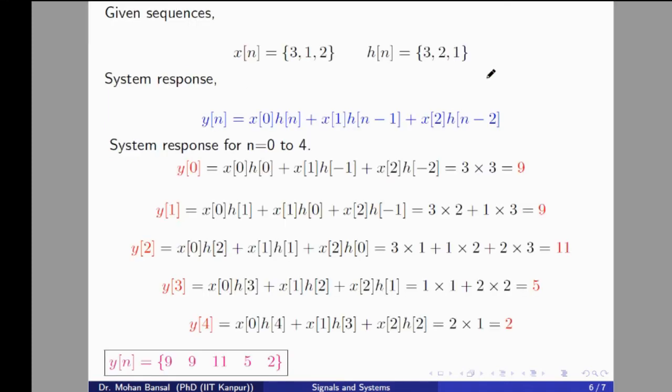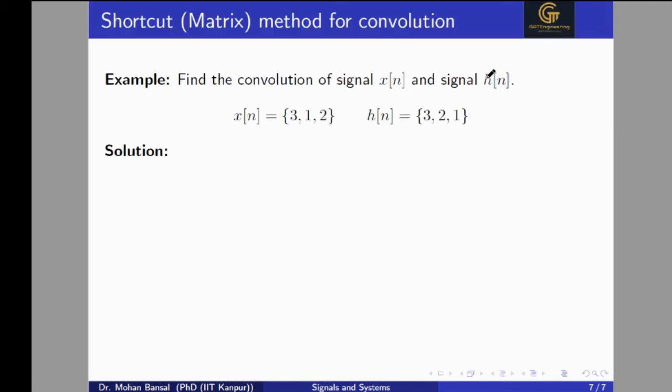Now this is the conventional way to solve the problem in a university exam, but for the GATE exam you can solve it using a shortcut trick, or matrix method. Here you need to draw a matrix like this. Write the values of x[n] on top, 3, 1 and 2, and on one side write 3, 2 and 1.